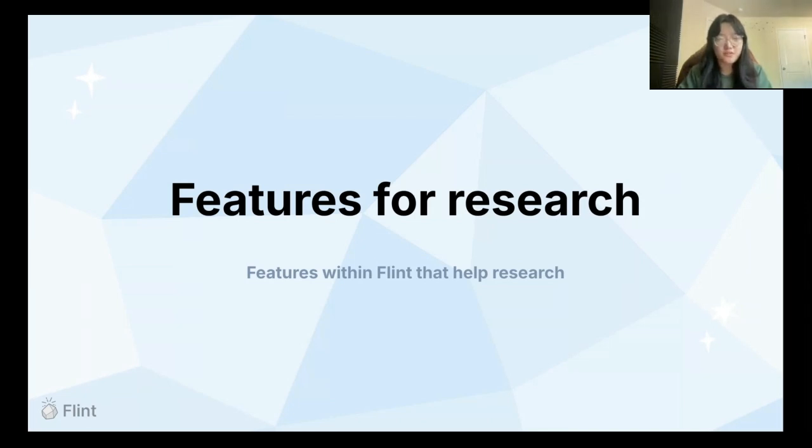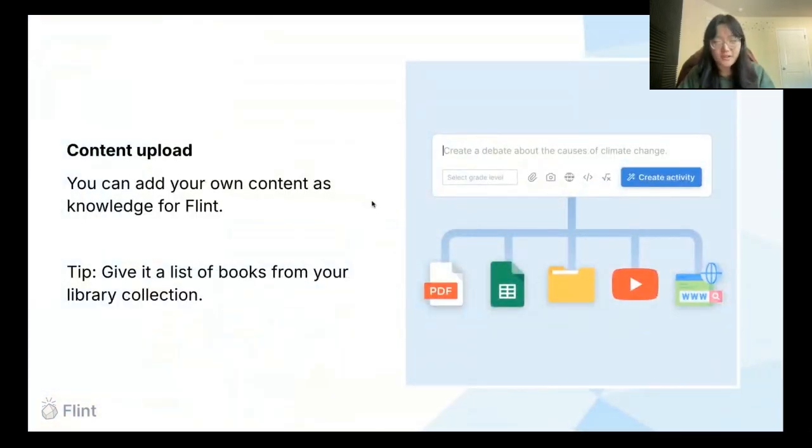So features for research within Flint include content upload. I usually encourage educators here to add your own content, to point Flint in the right direction. You can give it, for example, a list of books from your library collection. I know this is one example that we'll have a teacher share out later. You can point it towards specific resources that you want it to cover with students. This is a way of getting AI to hallucinate less, at least, and making sure that it has access to reliable data and insights so that it can share those with the students.